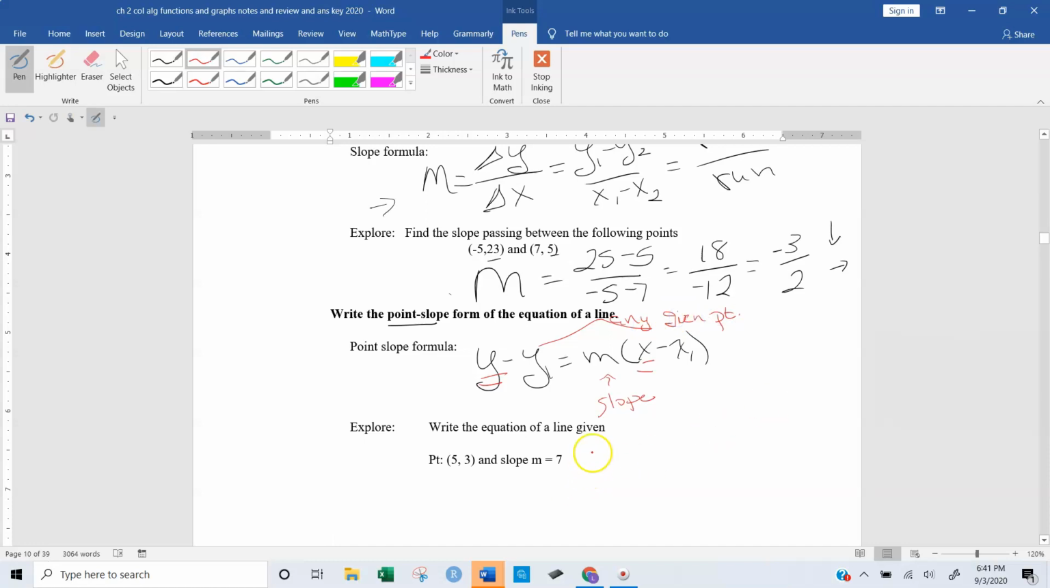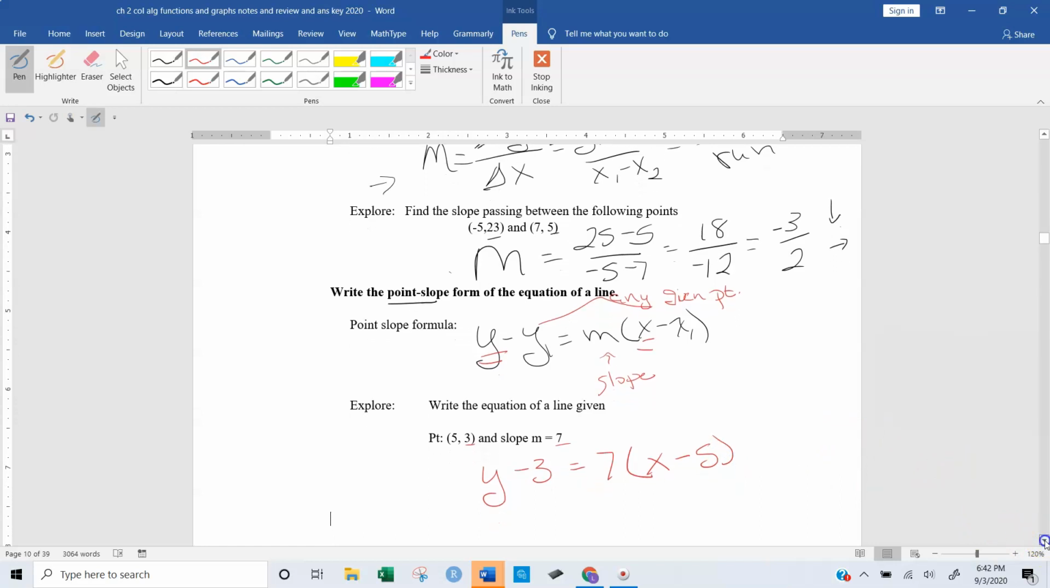All right, so I'm going to go down here. I would like you to give this a shot. So you should have written y minus the y value, which was 3, equals the slope, which is 7, times x minus the x value, which is 5. All right, that would have given you point slope form, and you should have stopped.